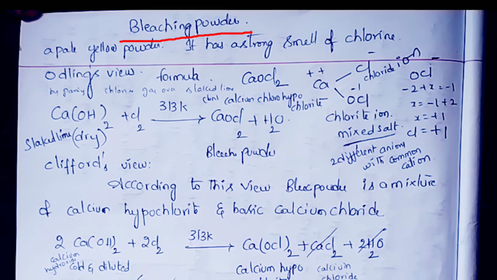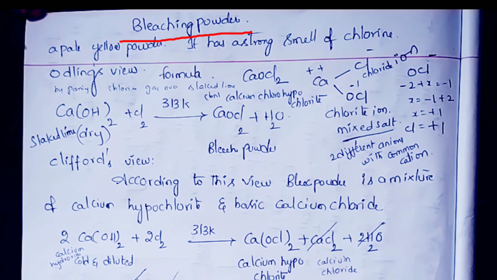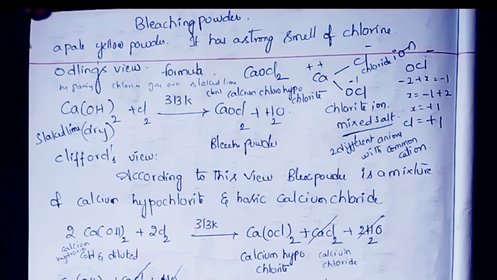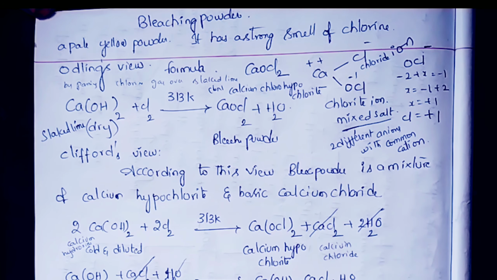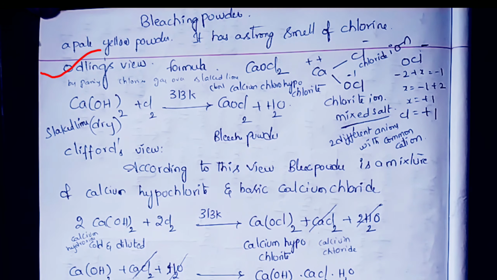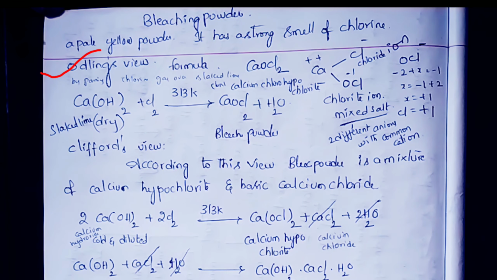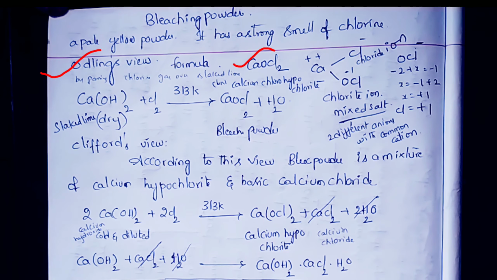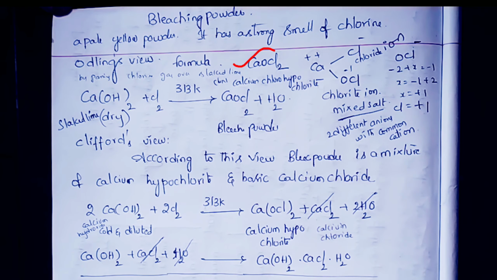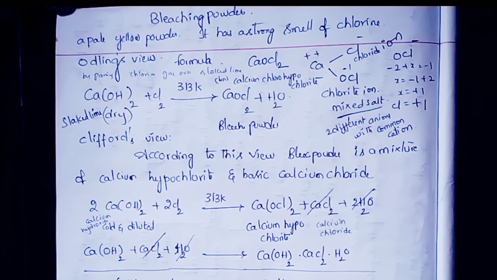Bleaching powder. It is a pale yellow powder. It has a strong smell of chlorine. That means chlorine is present in bleaching powder. According to scientist Odling, bleaching powder formula is CaOCl2, that is calcium chlorohypochlorite.